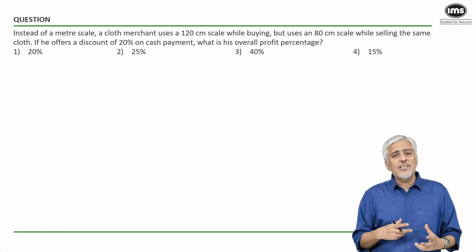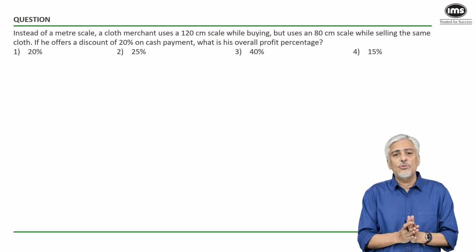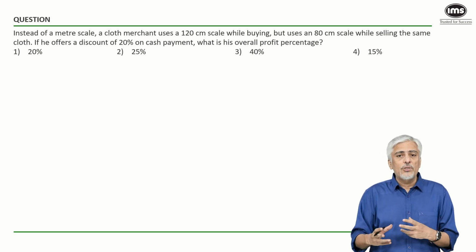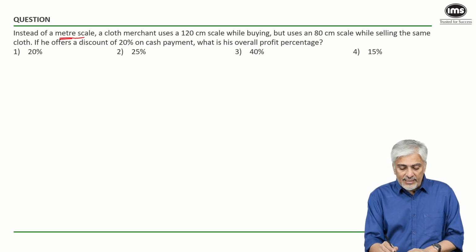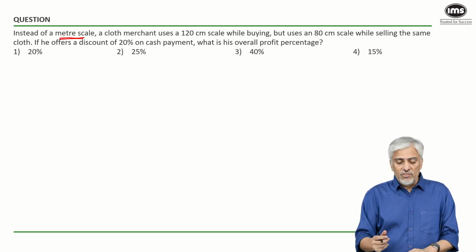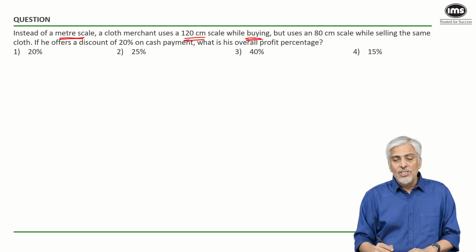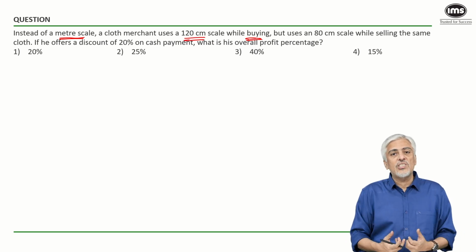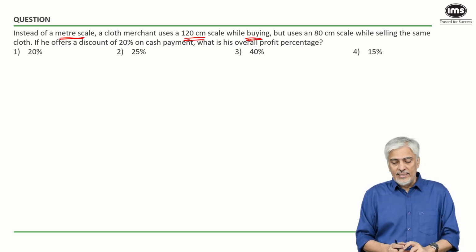The next question also is a classic CAT question, really well thought of. You know, the examiner who must have made this question must have really put a lot of effort into this. So he's saying instead of a meter scale, meter is 100 centimeters. Instead of a meter scale, a cloth merchant uses a 120 centimeter scale while buying. So he's cheating from wherever he's buying, right? Because he was actually going to get only 100, but he got 120.